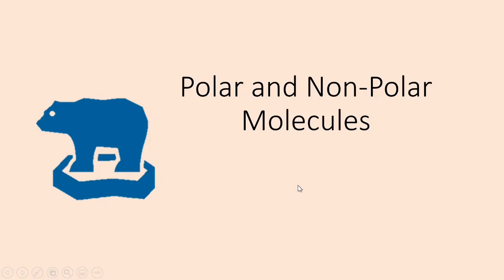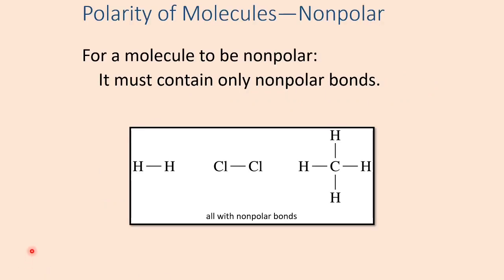I introduced polar bonds in the last video. Now it's time to talk about polar and nonpolar molecules. A molecule is said to be nonpolar if it fits into two categories. The first case is when it contains no polar bonds. Here are some examples of nonpolar molecules that contain no polar bonds.